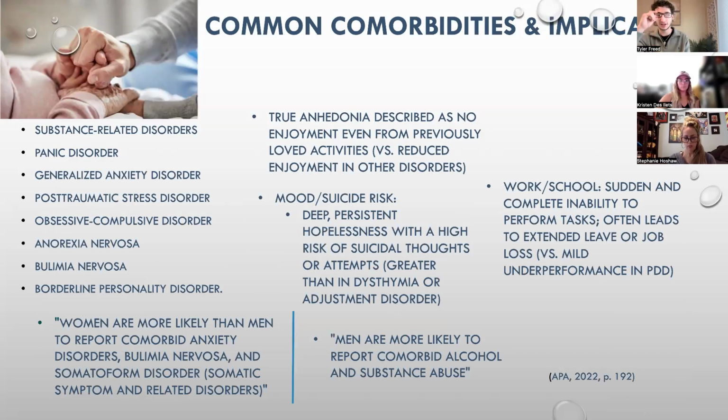Common comorbidities and the implications of depressive disorders. Often we might see comorbidity with substance abuse related disorders, panic disorders, anxiety disorders, as well as PTSD and obsessive compulsive disorder, and some eating disorders. Notably, women are more likely than men, according to the DSM, to report comorbid anxiety disorders as well as bulimia and somatoform disorders, so some somatic symptoms. Whereas men, again, according to the DSM, are more likely to report comorbid alcohol and substance abuse.